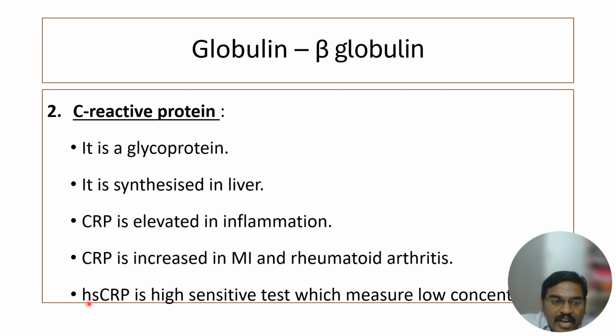HS stands for high sensitive, to measure lower-end values. High sensitive C-reactive protein. So C-reactive protein and HSCRP are both the same. There is nothing different in that.